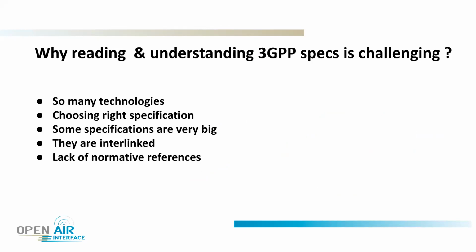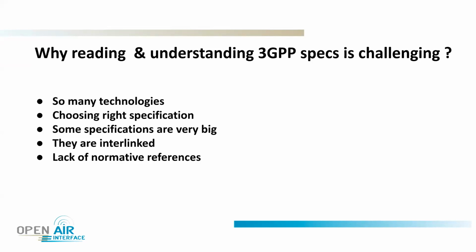Then why the understanding and reading of 3GPP specification is a challenging task. So basically, there are so many technologies that are covered by 3GPP, which is from GPRS, GSM, UMTS, Edge, LTE, then 5G system currently. So it's quite a wide range that are covered by 3GPP. Then we have again challenge to select the right specification, because there are several specifications, and we should have the global knowledge which specification we have to follow.